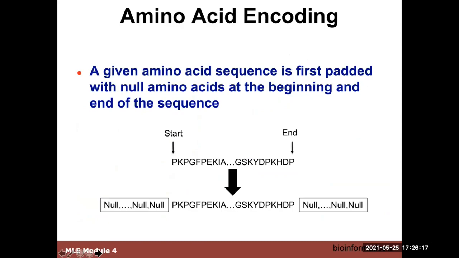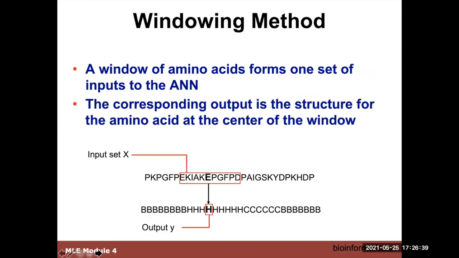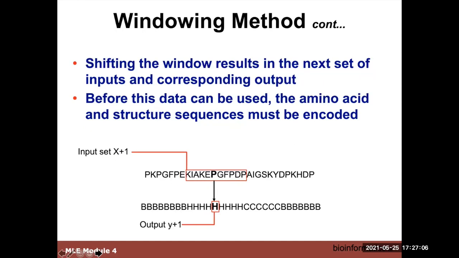First, as I said, there is padding. We've got a protein that begins with proline and ends with proline, and we put null amino acids at the beginning and at the end so that our window can start and pass through the entire sequence of the protein. We take the sequence, and this window, and predict the secondary structure for the central residue in that window. The window is about 10 or 11 residues. The central residue is glutamate, the E, and it is predicted to be a helix. We can then slide our window along by one residue, from E to P, and that is also predicted to be helix. We can slide this along the length of the entire sequence.